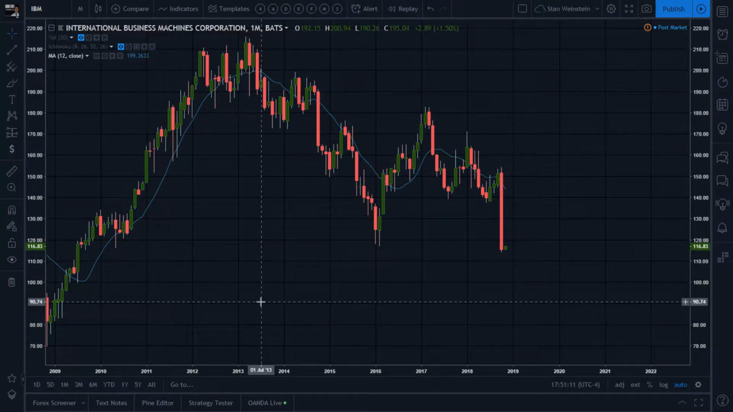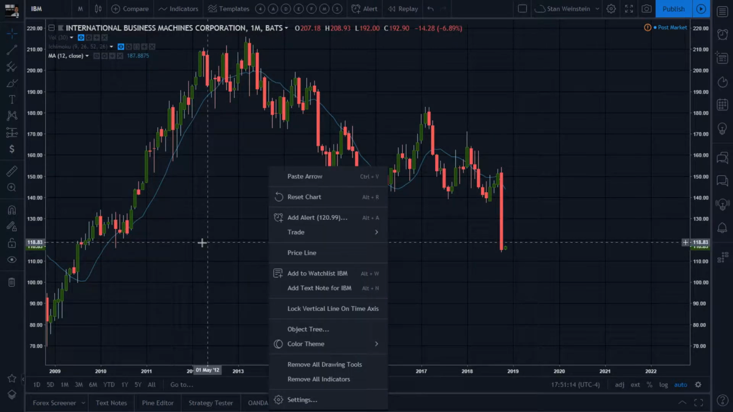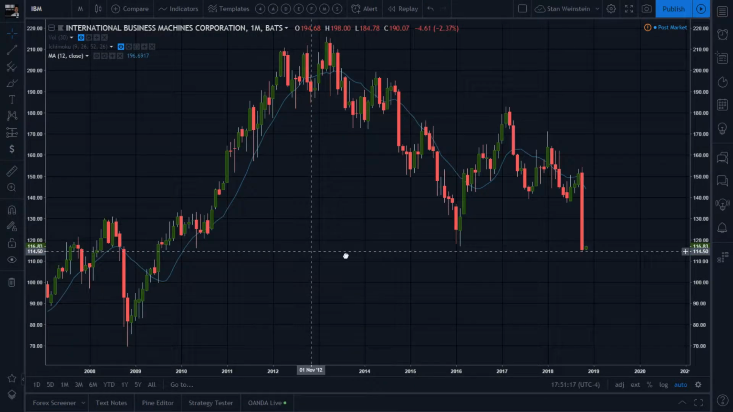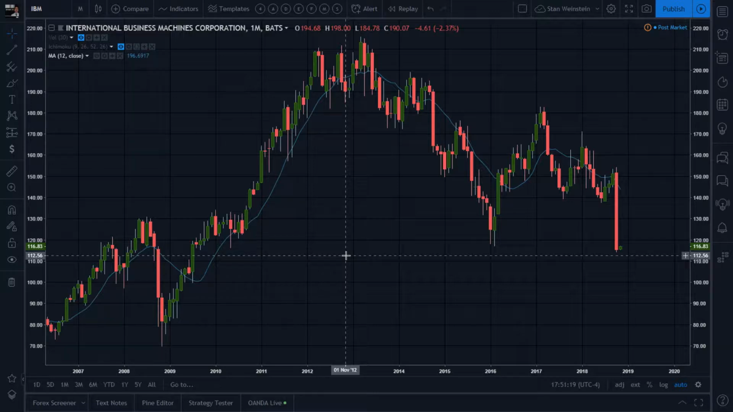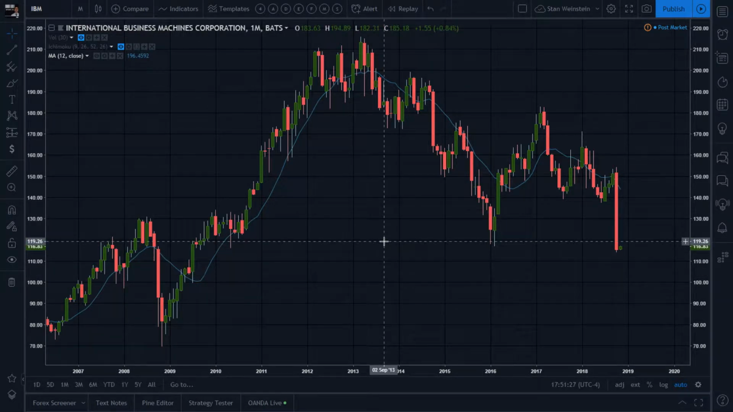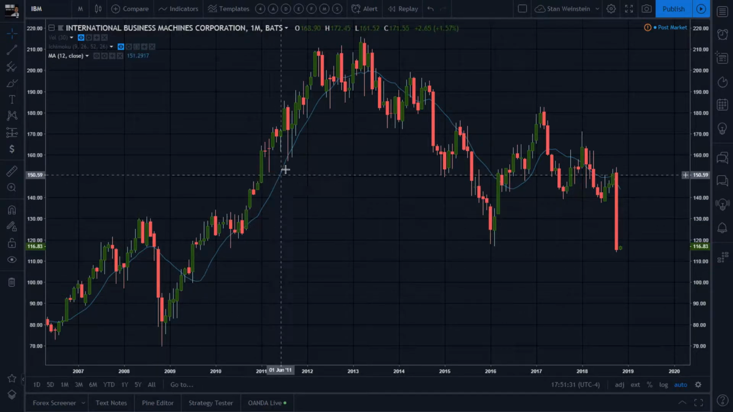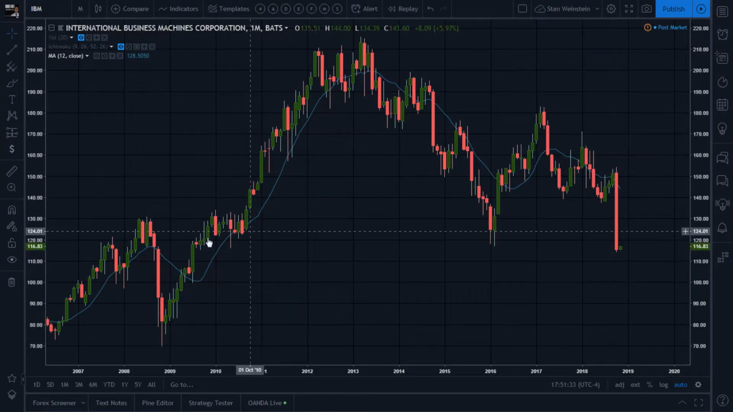Viewer request. IBM, what is up with that trend? The trend is such a simple concept. I think as humans, we always try to overcomplicate it. This is pretty much the simplest I could get. Line, moving average. I could even remove the price.